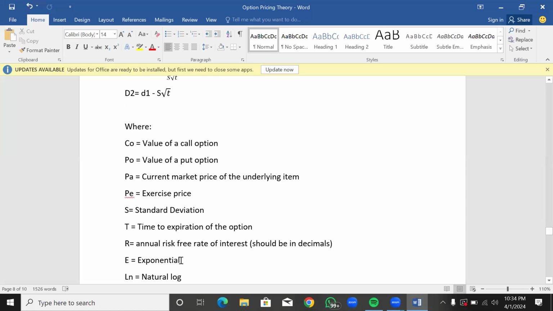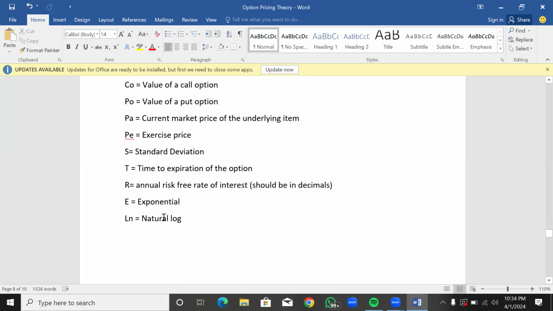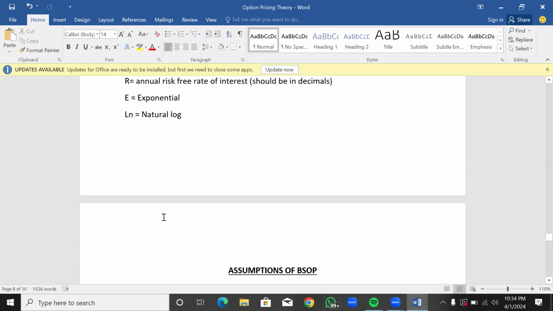They will not give it to you in the exam. Don't go and be looking for the exponential in your question. It is on your calculator. You can open your calculator and check. Ln is your natural log. This is on your calculator too. Don't go and be looking for natural log in your exam question. It is in your calculator.